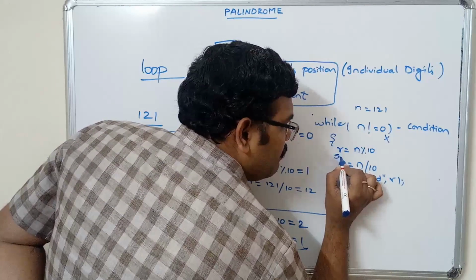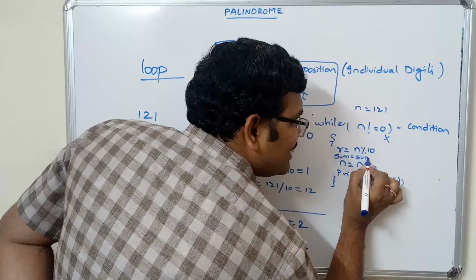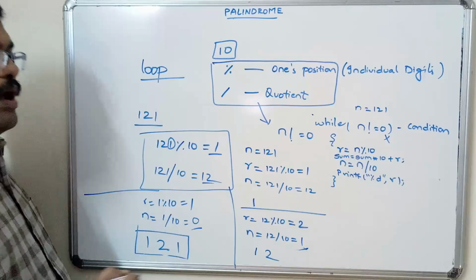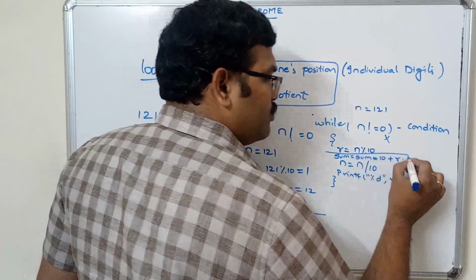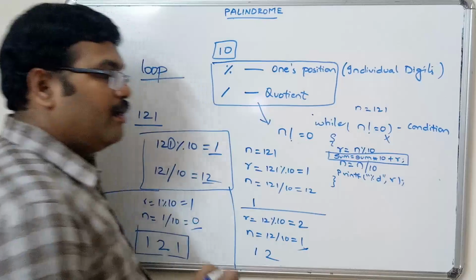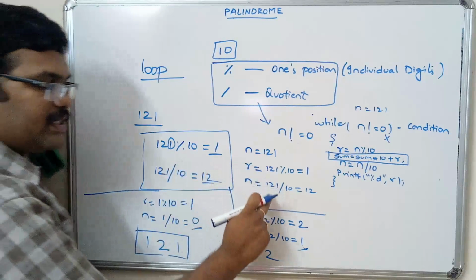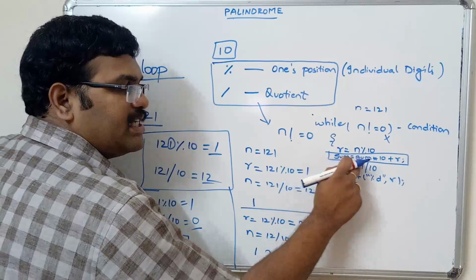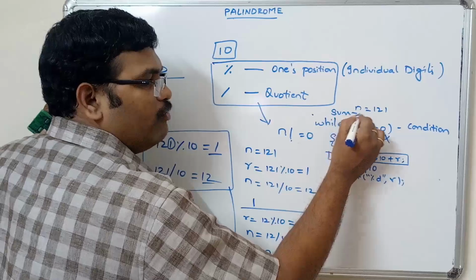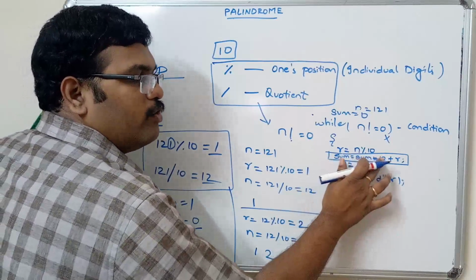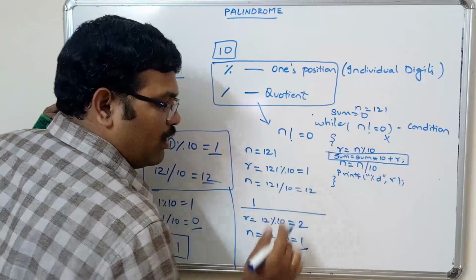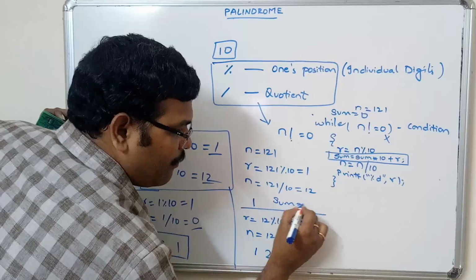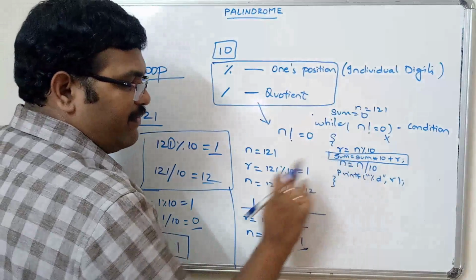So sum is equal to sum into 10 plus r. So if you add this statement, we can get the number. So after the first iteration, r is equal to 1, sum is equal to sum. So initially sum value will be 0. So sum is equal to 0, 0 into 10, 0 plus r, that is 1. So in the sum we are having 1 as an output after the first iteration.